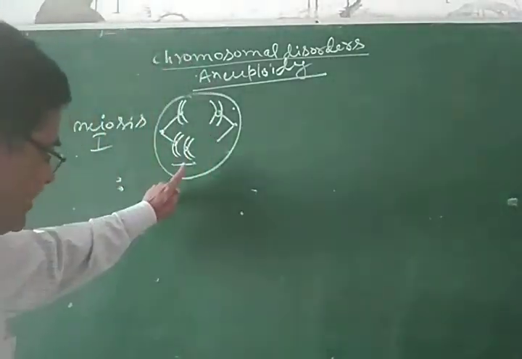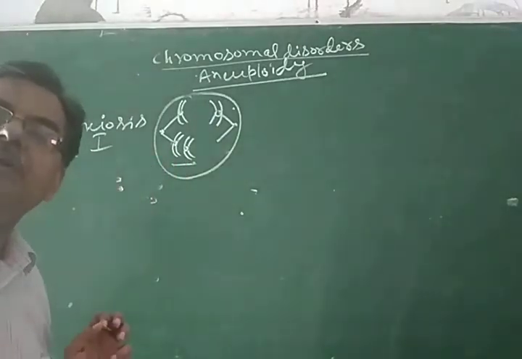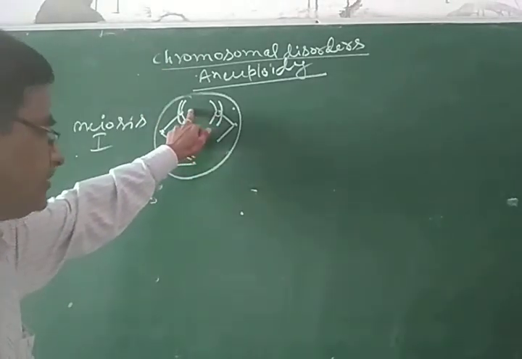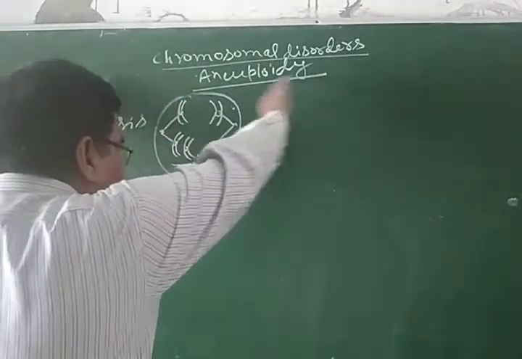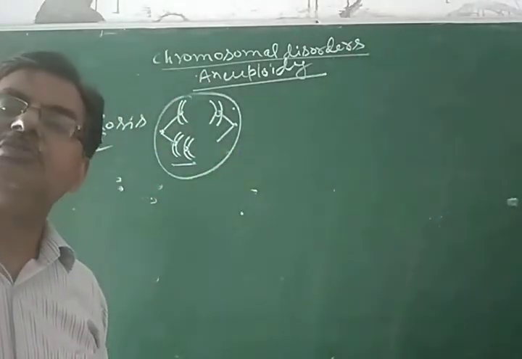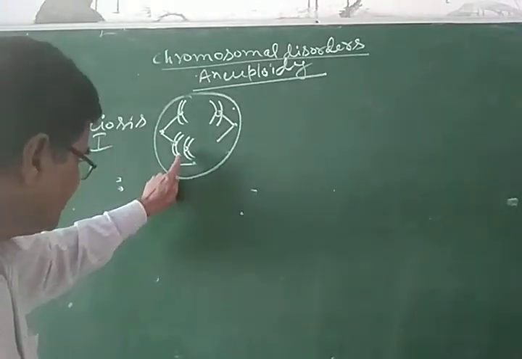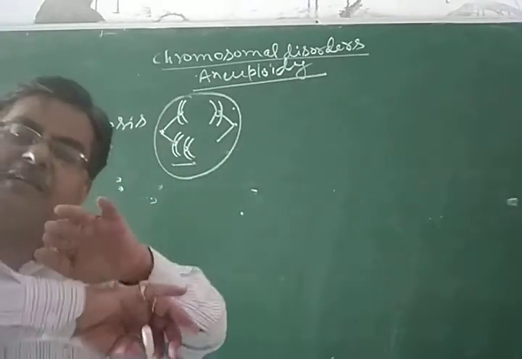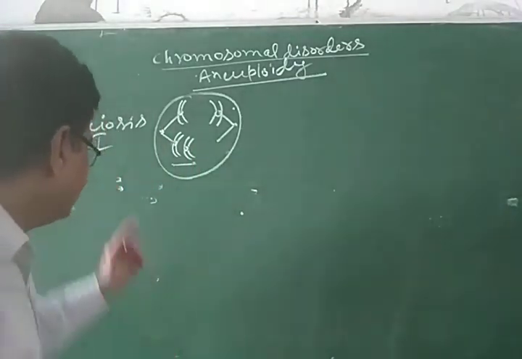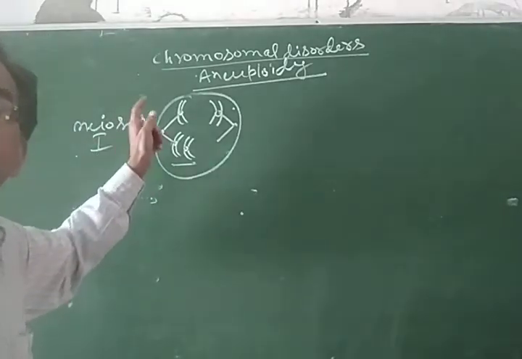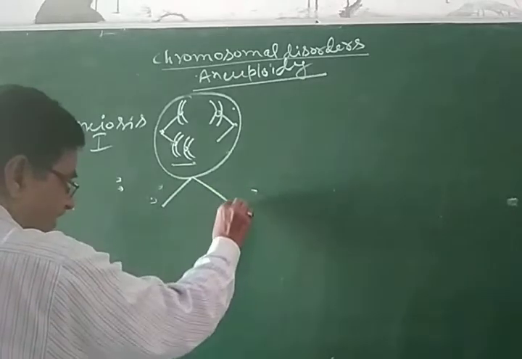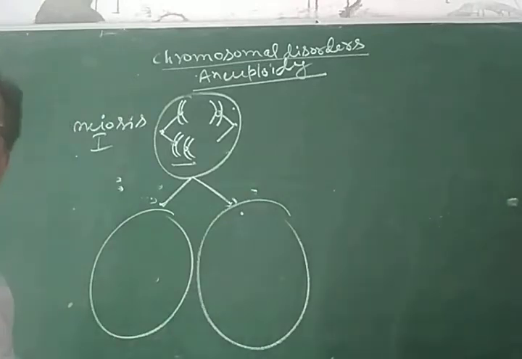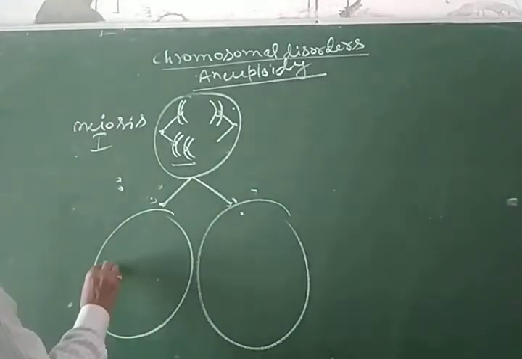But due to the failure of segregation of homologous chromosomes, different types of gametes are produced. For example, suppose this is also one pair of homologous chromosomes. Normally they are segregated, moving towards opposite poles. But suppose these two homologous chromosomes move towards one pole, meaning they are not segregated. In that condition, in the meiosis first anaphase stage, when this cell divides to form two daughter cells, what will be the condition?